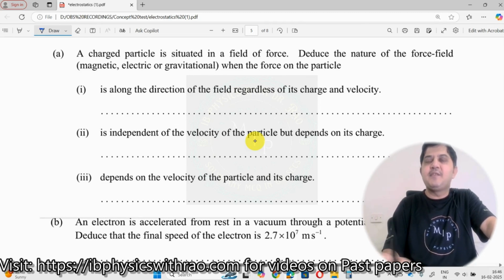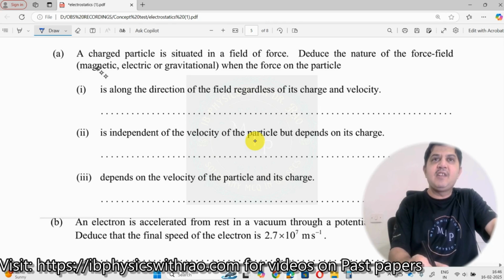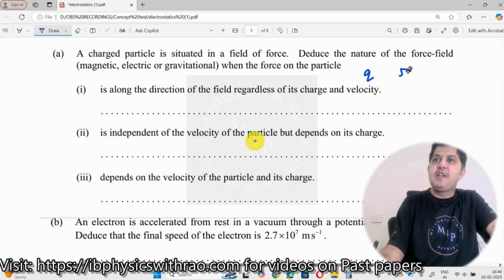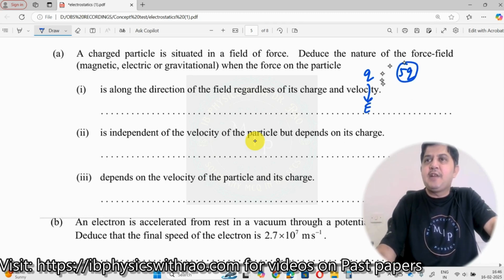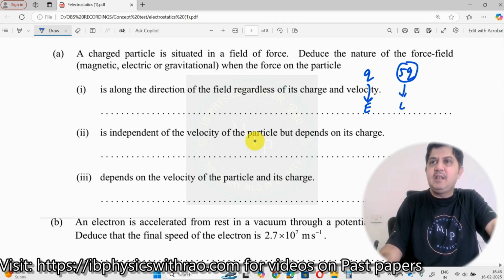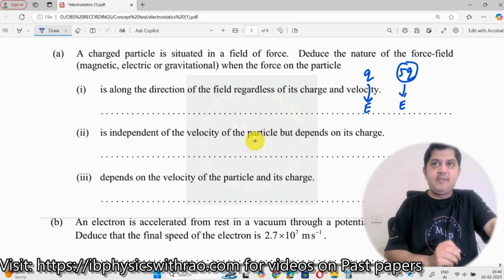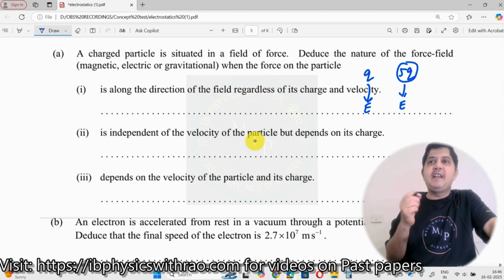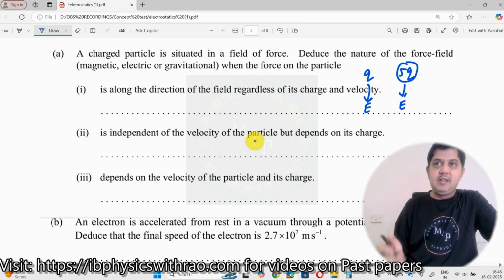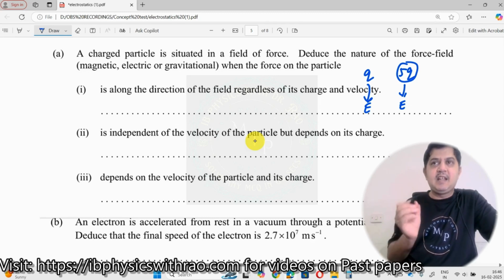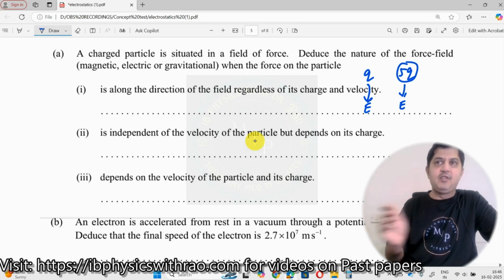regardless of its charge and velocity, which means what? See, I have taken a charged particle q. Now if I take another charged particle, 5q. If I take a charged particle q and find out the field, let the field be E. Now if I take a charged particle 5q, even then if this is the same field, what kind of field are we talking about? When you change the charge, the electric field will definitely change. So nothing changes over here.